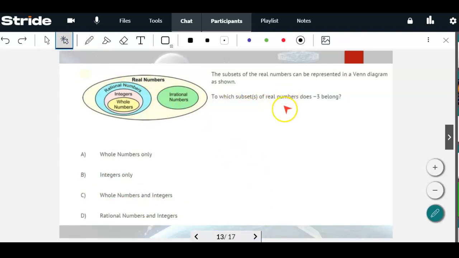The next question asks to which subset of real numbers does -3 belong? It's a negative, so we put it into the integers. Now there's only the pink and the blue, which are integers and rational numbers. It's not A, it's not B, it's not a whole number, so it's going to be D. It's a rational number and an integer.